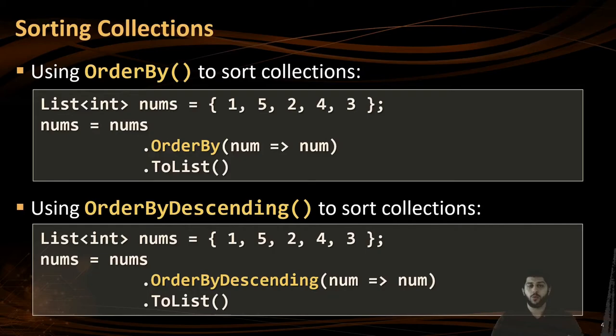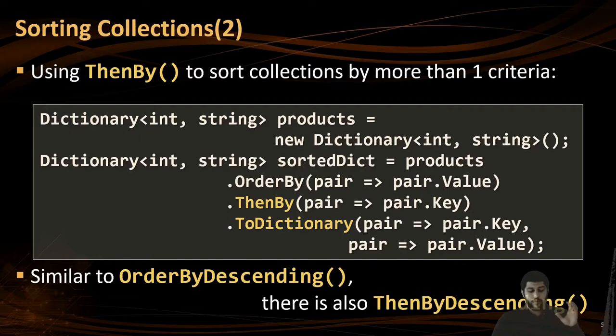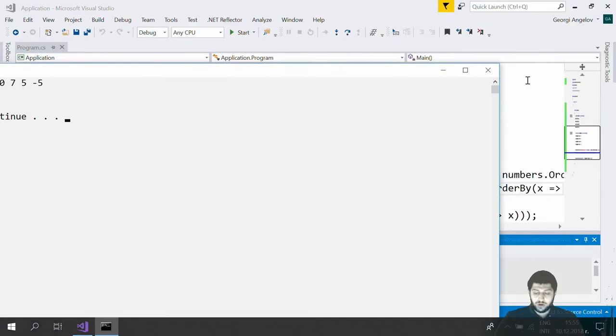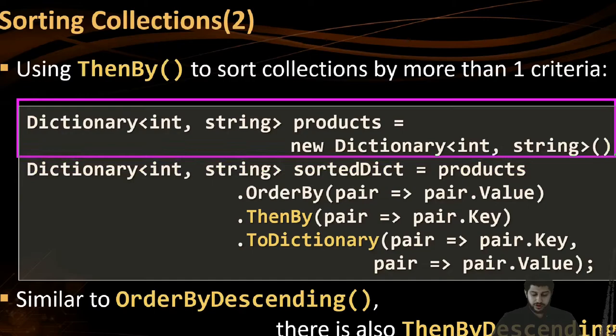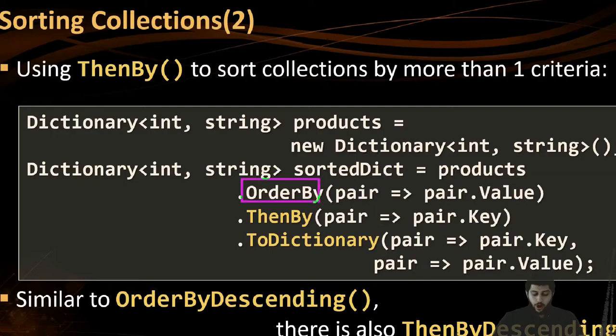Okay. Another really cool usage of the ordering functionality in LINQ is the ThenBy. So what happens now is we have a dictionary. You can see the example here. We have a dictionary of products. What happens here is we take each product, we order it by ascending first, by each pair value, then by each pair key, if the pair values are equal, and then convert it to dictionary.